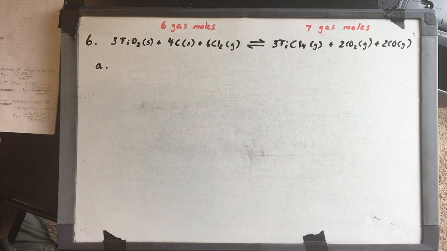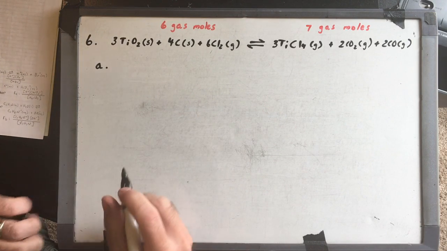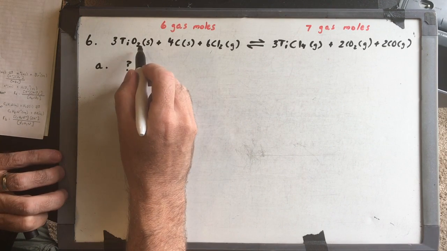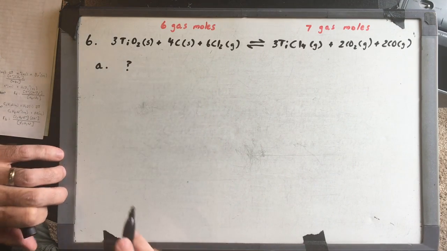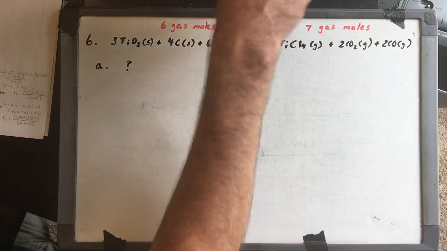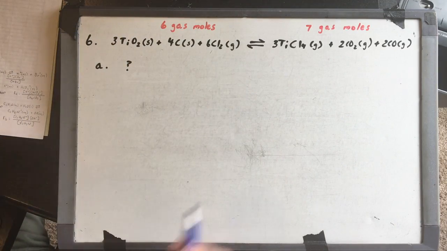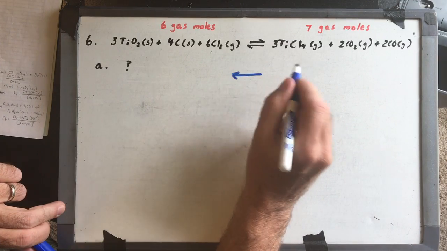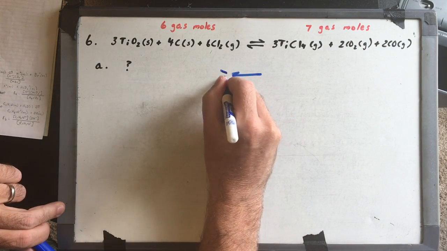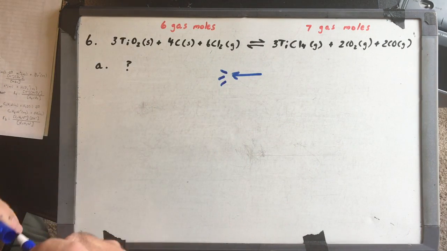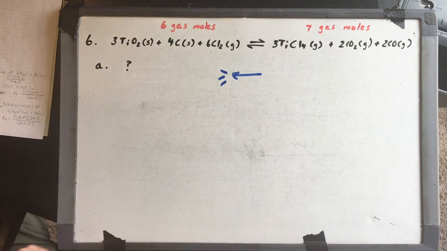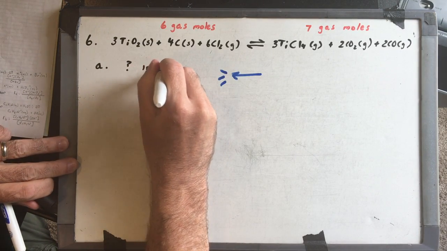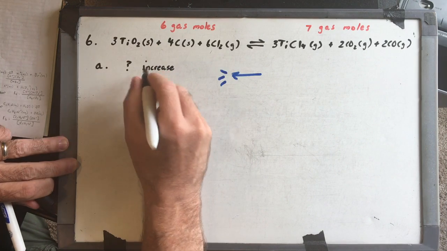All right, part A says, what will happen to the amount of TiO2, the first one, if the pressure is raised? If the pressure is raised, the reaction shifts away from the side with the most gas moles. So it's going to shift away from the right. So what's going to happen to TiO2? Well, the hose is going towards it, so it will increase. The amount will increase. Not the concentration, it's a solid, the amount.